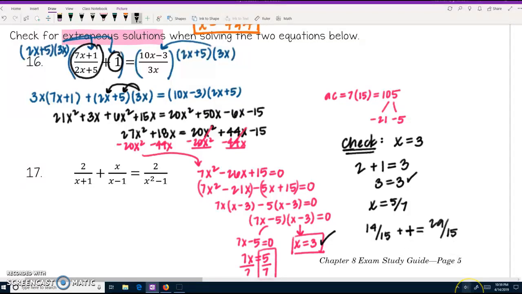29/15. So this one I can change to be 15/15. And so if I add across here, I'll end up with 29/15 is equal to 29/15. So that works out. So 5/7 is also a solution.